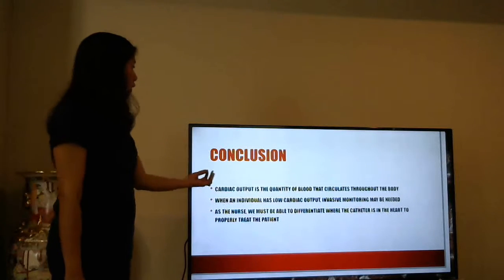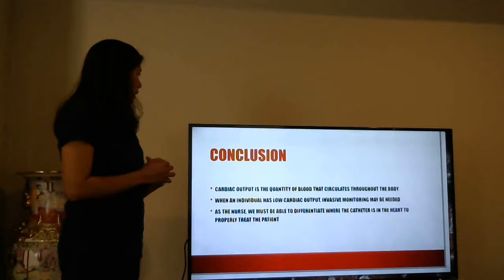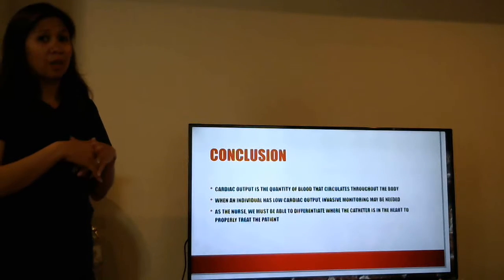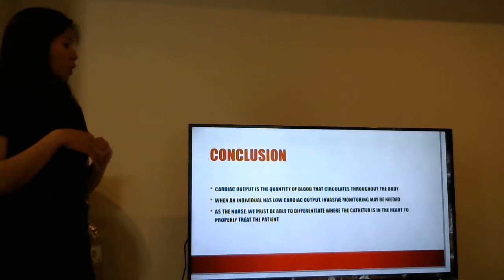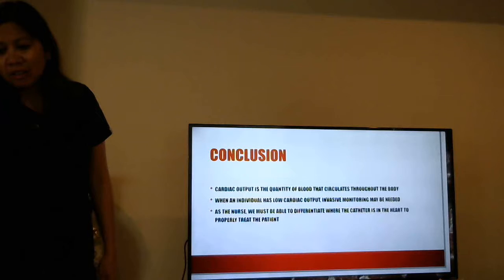So in conclusion, your cardiac output is the quantity of blood that circulates throughout your heart. And when a person has low cardiac output, you need to have invasive monitoring and need to help with that. So you need to be able to differentiate the waveforms and the pressures of the catheter.